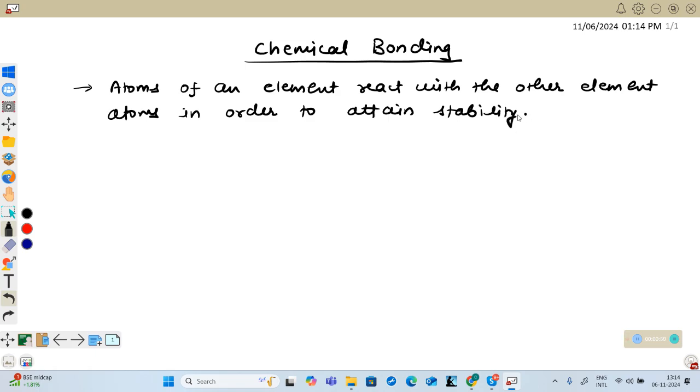You will see some elements' atoms are not even existing as single atomic form. They are forming molecules. So that is one more definition of atom. Atom is the smallest particle of an element which may or may not have independent existence but which takes part in chemical reaction. So it is the atom which is taking part in the chemical reaction.